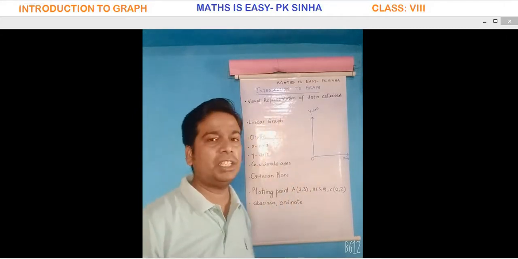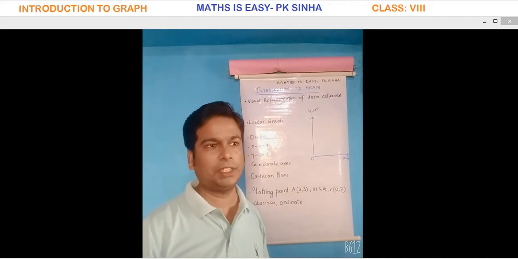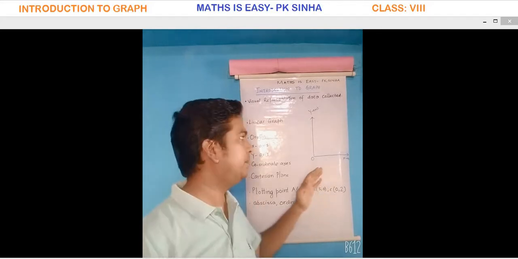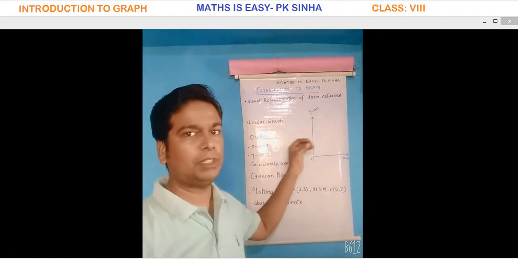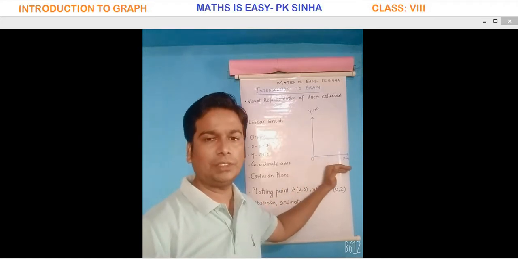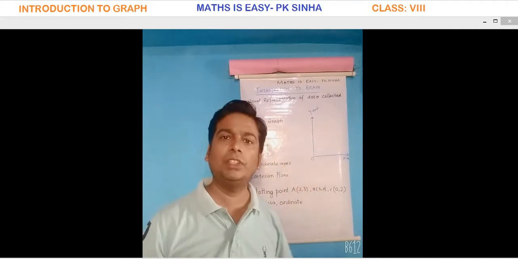Another term is linear graph. But what does linear mean? Straight lines are called linear, and graph, as you all know, is a diagram. So if any data is represented with the help of these two straight lines, then it is known as a linear graph. These two straight lines are called a linear graph.